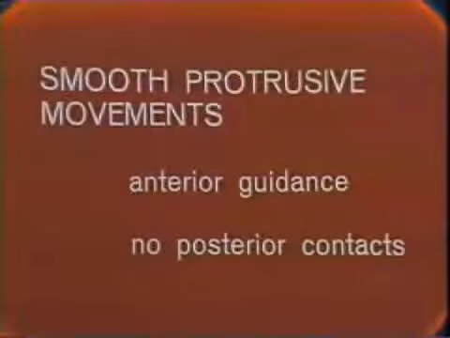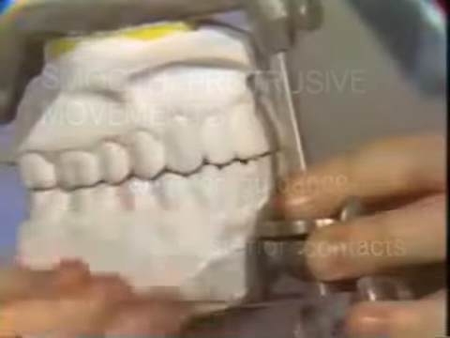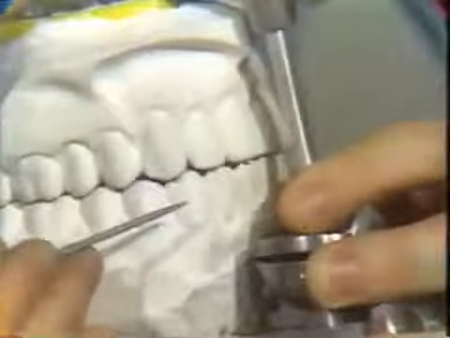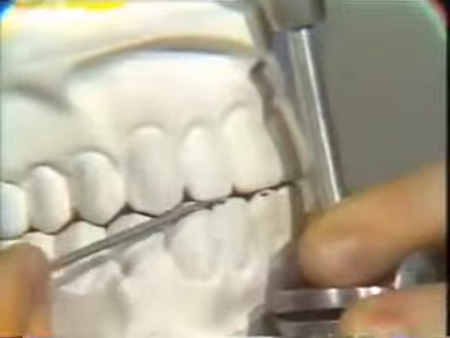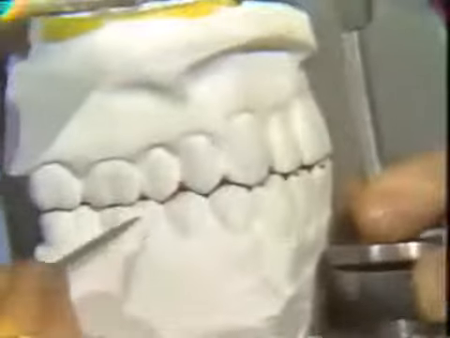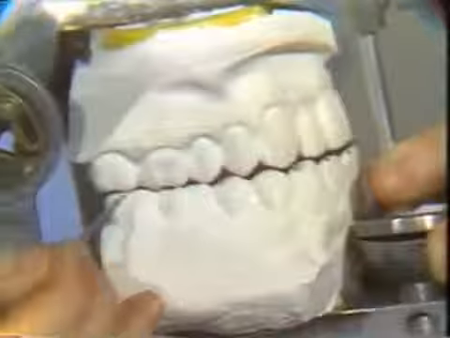The third criteria for healthy occlusion would be smooth protrusive movements with the guidance on the anterior teeth and no posterior contacts. These models illustrate the contact in the incisor area and the absence of contact in the posterior segments.